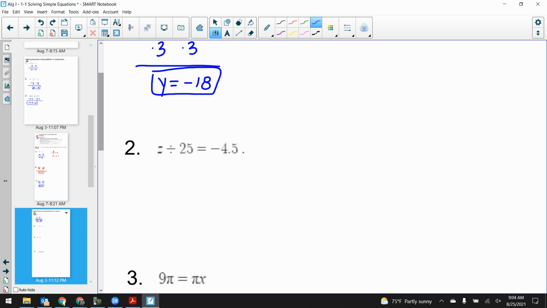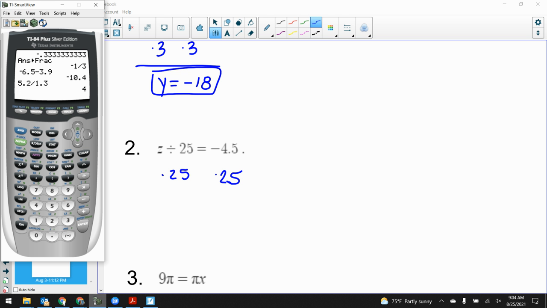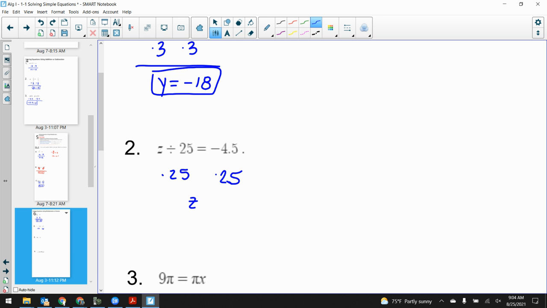So what solves for z in number 2 here? Multiplication, right. Multiply by 25. Oh, not 2.5, 25. So I take negative 4.5 times 25, and I get negative 112.5. Oh, I forgot to put my big horizontal line there.